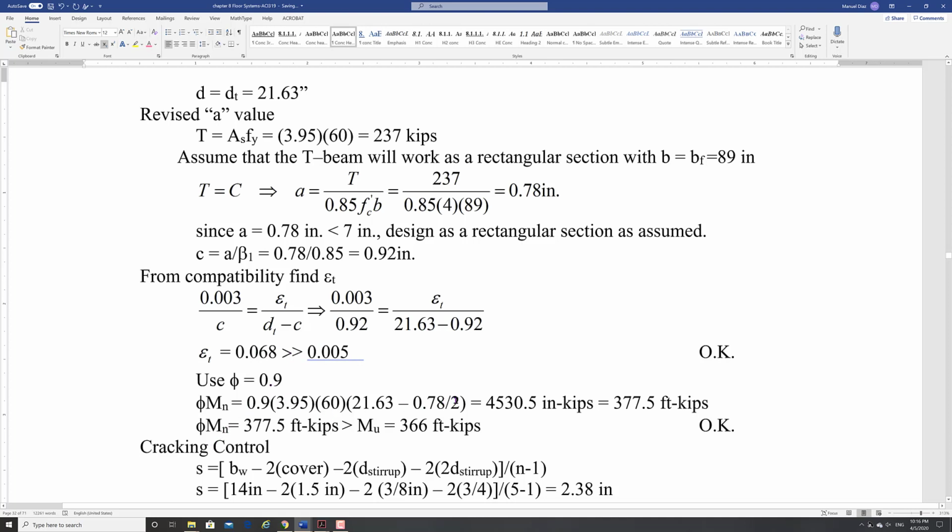We find our moment using the regular formula for rectangular sections, and our value is 377.5. That's definitely bigger than the 366, and we are good.